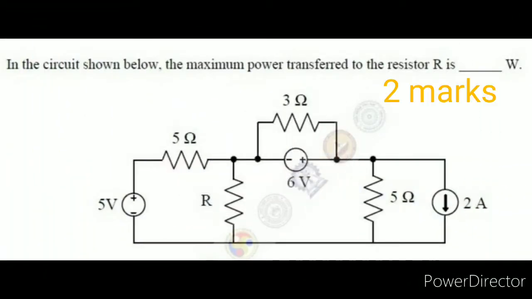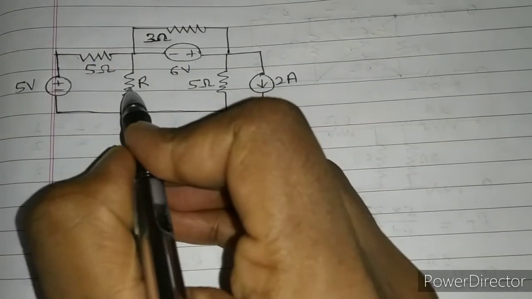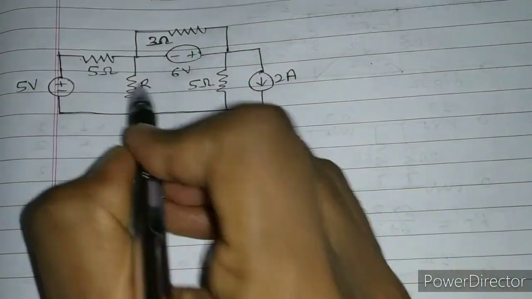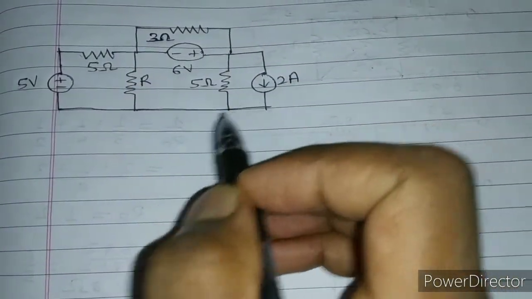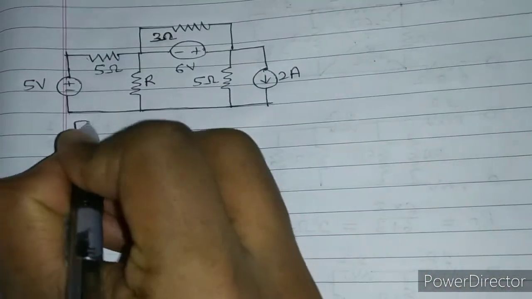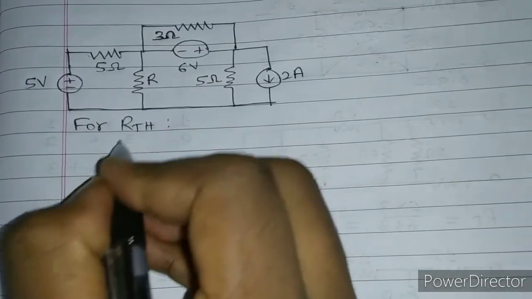In this circuit, we have to find out the maximum power transferred to the resistor R. For finding RTH, first of all we have to remove this load resistor, then short the voltage sources and open circuit the current source. So for RTH, the given circuit will modify into the circuit which I am drawing now.